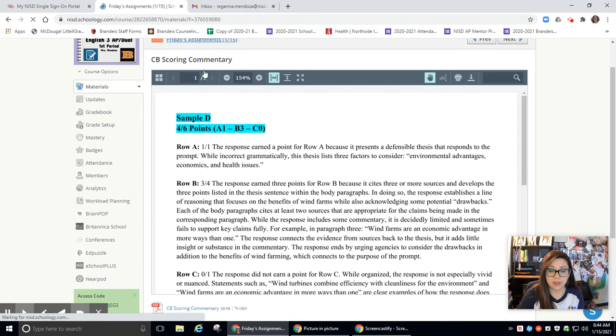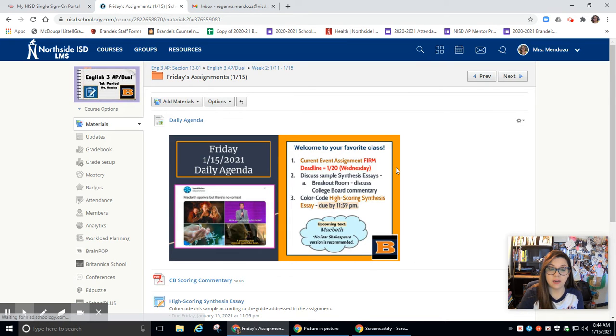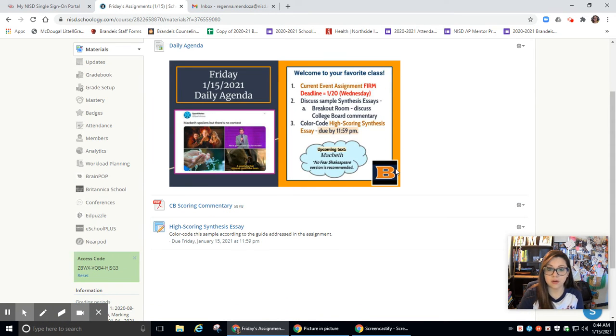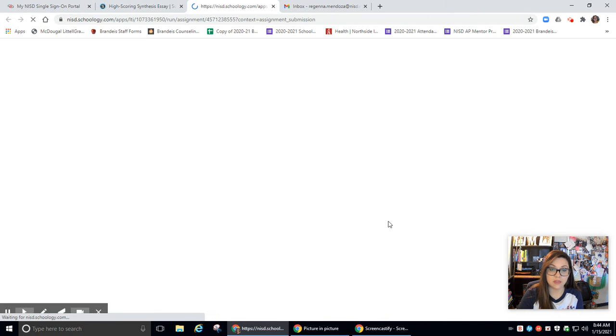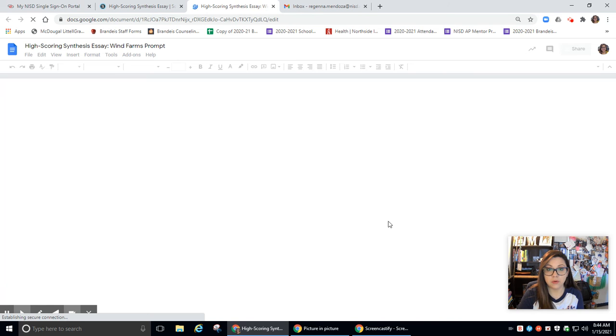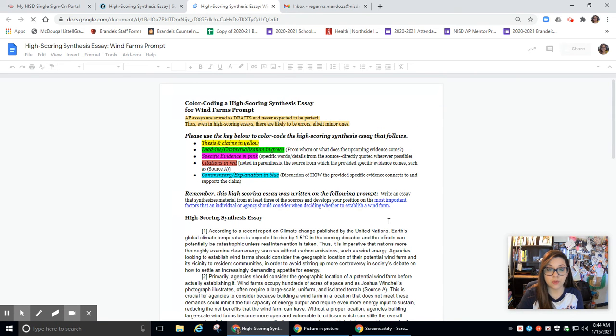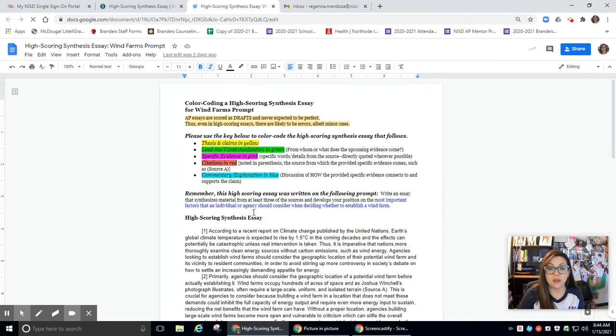After we talk about that in our breakout rooms today, we're just going to talk about how close we were, maybe where we got a little caught up in the rubric. Samples D and E were a score 4 and a score 3, which are on the borderline of earning credit on the exam, so I think it's really important that you spend time looking at that. Now we're going to look at a score 6 today, and we're going to color code it very much like we did with the monuments examples.